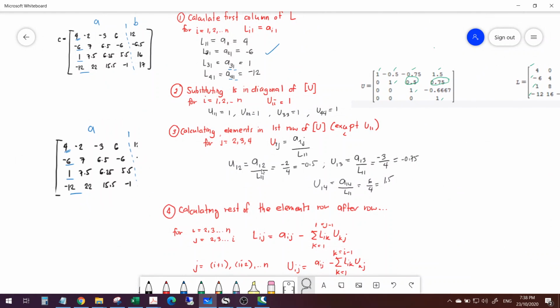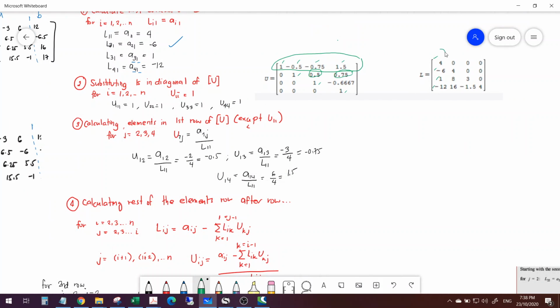Okay, so our A12 is this one. First row, second element is -2, right? A13, first row, third element, -3 here. A14, first row, fourth element is 6. So therefore, we now have U12, U13, and U14. How about in the L matrix? We already know this first column here at this stage.